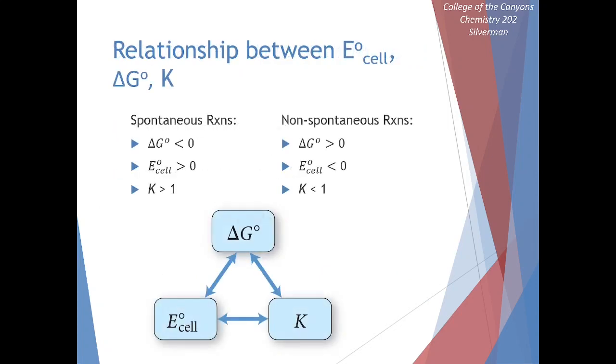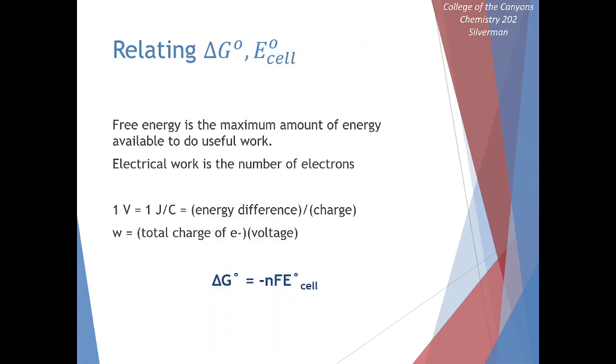Moving on, we can use our standard cell potential to give us some intuition about our Gibbs free energy and our equilibrium constant. Since the cell potential is a metric for spontaneous or non spontaneous, it does have to match up with our values and our intuition for these other metrics for spontaneous or non spontaneous. We can start by deriving a relationship between Gibbs free energy and cell potentials. We know that Gibbs free energy is the maximum energy available to do work.